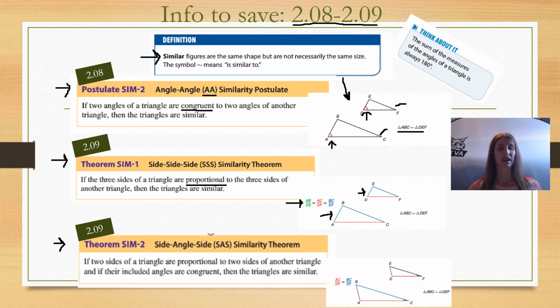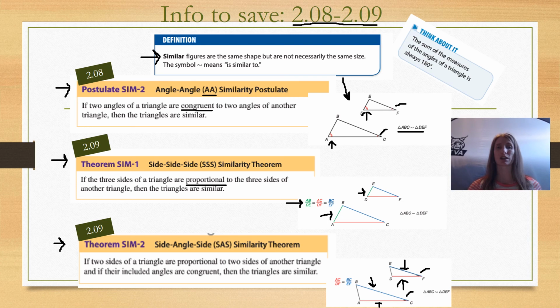Side-angle-side says if two sides of a triangle are proportional to two sides of another triangle, and if their included angles are congruent, so the one in between them, then the triangles are similar. You can see here that we're talking about these angles being congruent, C and F, and we're talking about BC and EF being proportional to the other side, DF and AC. And that angle is included in between there. All right, hopefully that makes sense.